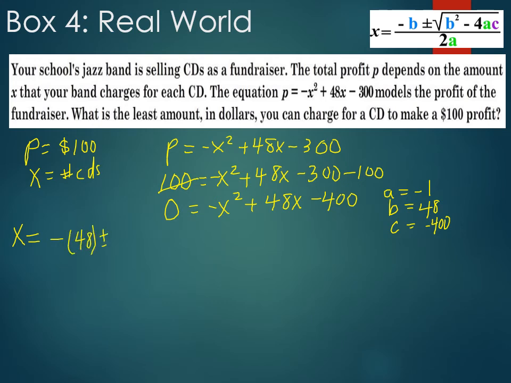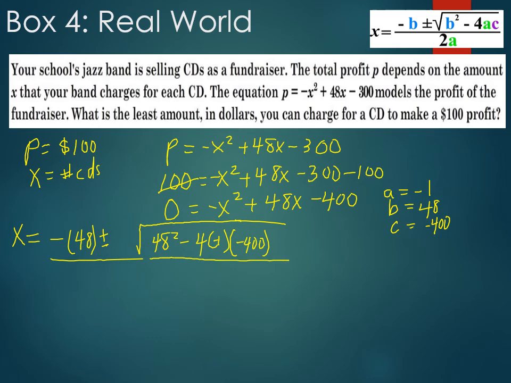Negative B plus or minus the square root. I don't know why it won't let me draw a square root right there, so it's going to be all over here. B squared minus 4A, that's a negative 1, C, all over 2 times negative 1. Alright, so we have negative 48 plus or minus.